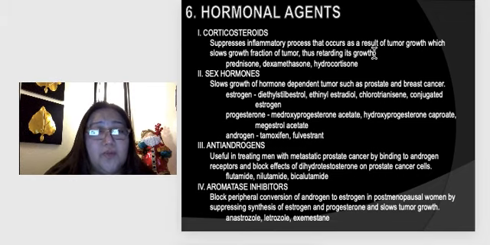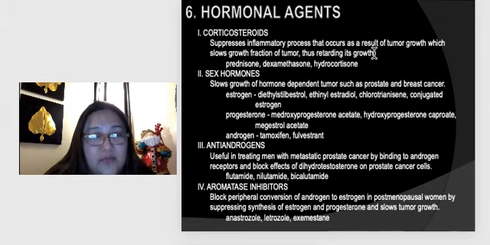The third hormonal agents are the anti-androgens. The anti-androgens are useful in treating men, again with, of course, reproductive cancer, pero best siya for metastatic prostate cancer. It binds to androgen receptor and it blocks the effect of the dihydrotestosterone, especially dun sa prostate cancer cells, because these, again, are hormone-dependent tumors. So, flutamide, nilutamide, and bicalutamide.